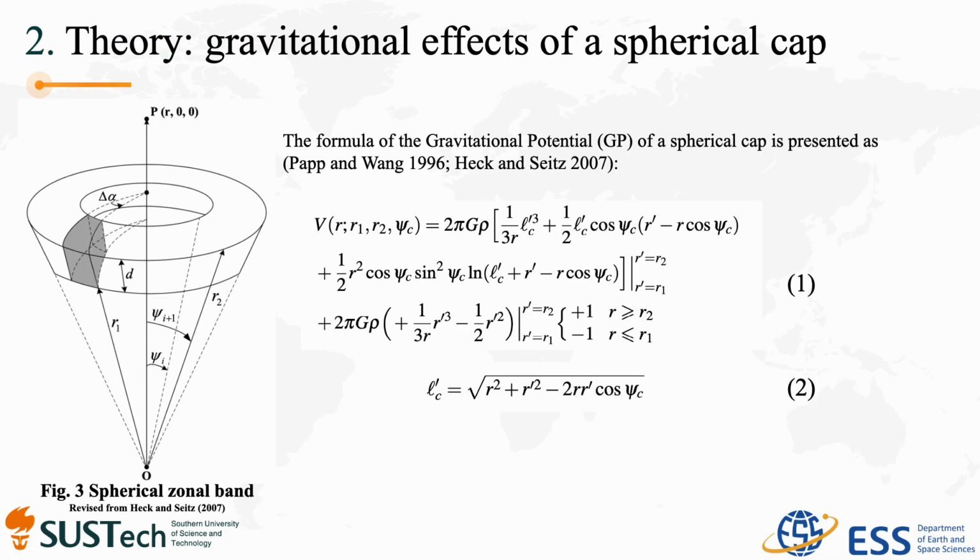In terms of spherical mass distributions, an important model is a spherical cap. The difference between two concentric spherical caps is the spherical random ball. Herein, the gravitational effects of a homogeneous spherical cap are derived. Firstly, the formula of the GP of a spherical cap is presented in equations 1 and 2 when the computation point is on the polar axis.